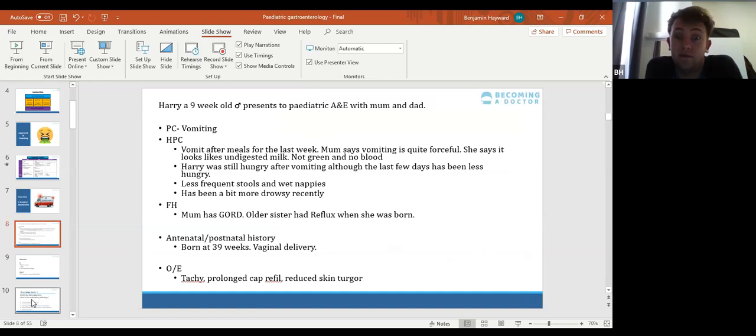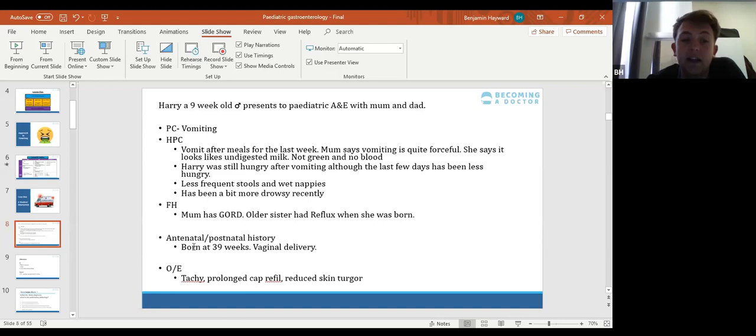What's the sort of forcefulness of the vomit? So the mum said it's quite forceful. How the baby's behaving, so still quite hungry after feeds, but over the last few days he's been less hungry. He's also had some less frequent stools and wet nappies. He's just been a bit more drowsy as well.